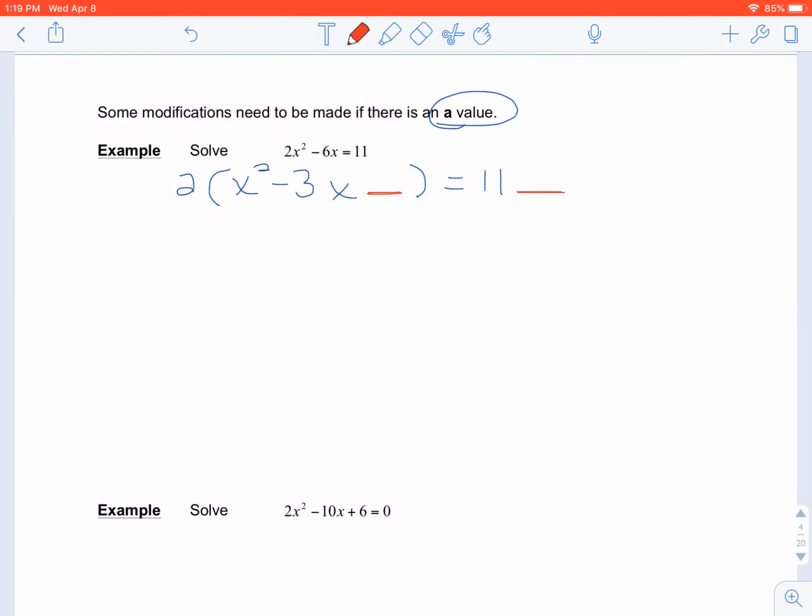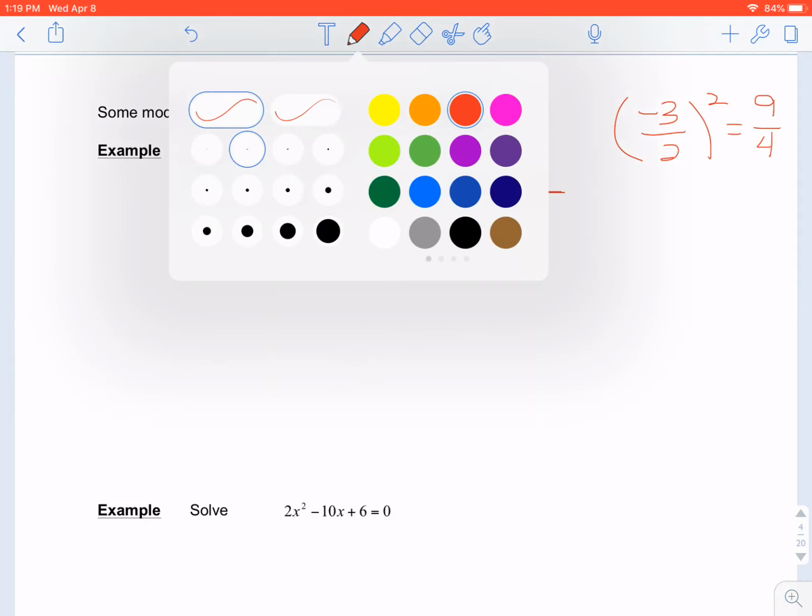we're still completing the square. So we're taking the b, which is -3, divided by 2, and squaring it. Yes, sometimes you get fractions, and fractions are okay. When you square the top, it's 9. When you square the bottom, it's 4. So we're placing a 9/4 inside the parentheses.